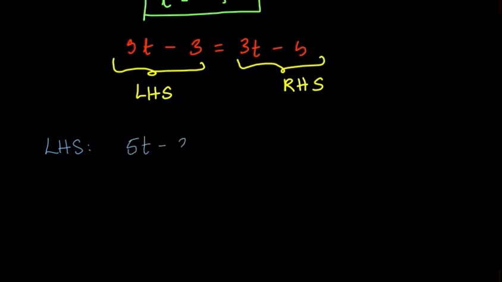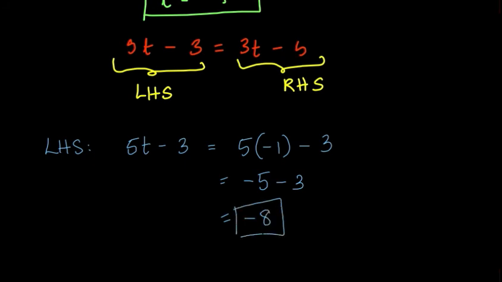5t minus 3, substituting t equals minus 1, this will give you 5 multiplied by minus 1 minus 3 equals 5 multiplied by minus 1 gives you minus 5 minus 3. Minus 5 minus 3 gives you minus 8.